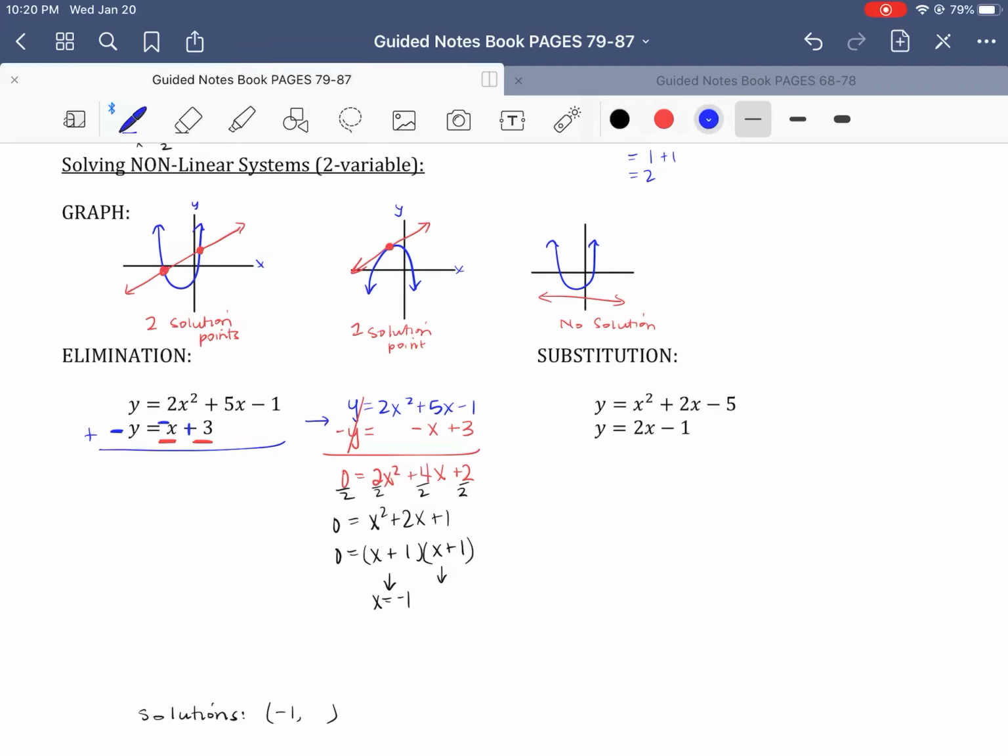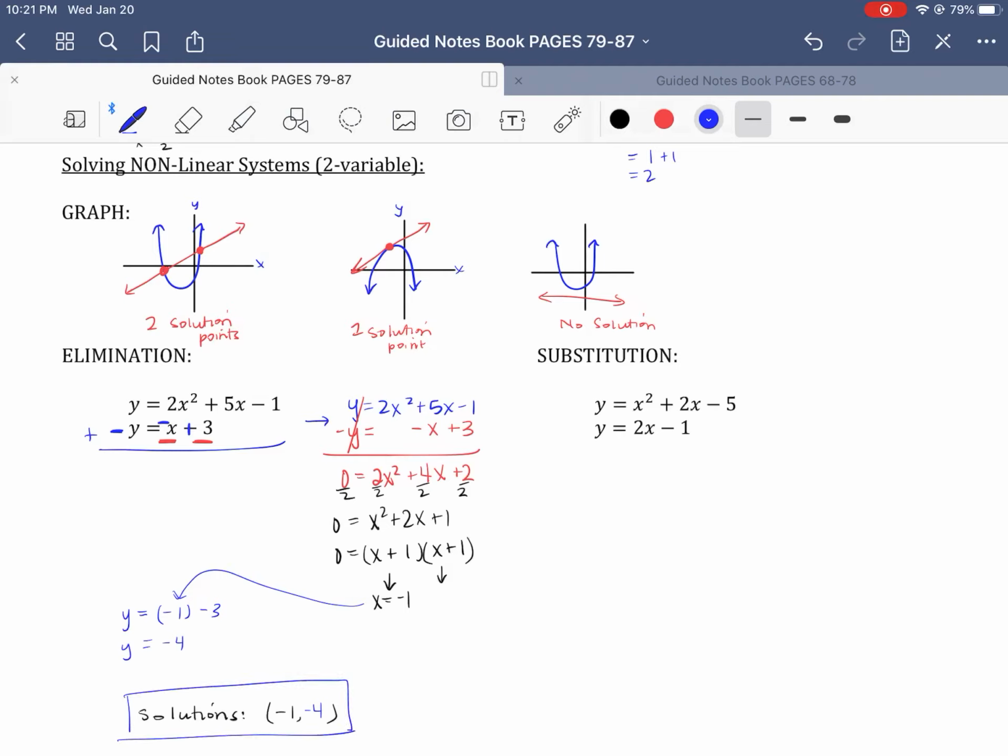Again, you just plug the x in. It's easiest to plug it into the original linear equation. So if our original linear equation was y is equal to x minus 3, we know that this is going to be -1 because that was the x value we found, which is going to give us -4. So the y value is -4 when x is -1.